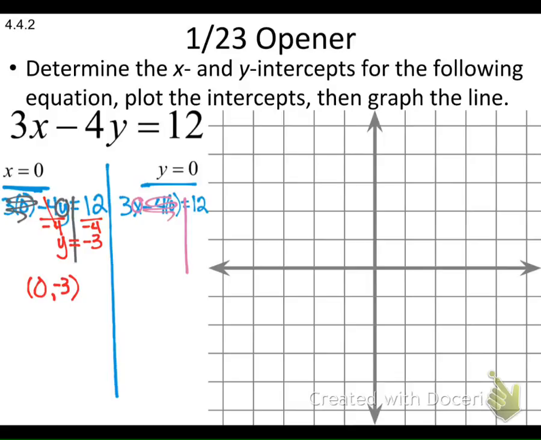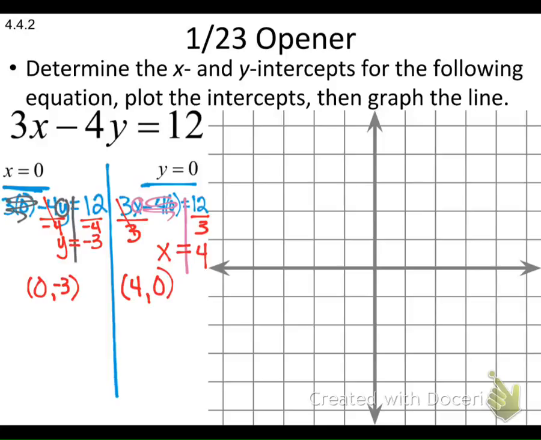So now, I need to get the variable x by itself. How do I get the x by itself? Divide by 3. So then x equals positive 4. From here, I go down, I write my ordered pair. What's my x value? 4. Because it says 4. Then what's my y value? 0. There's my second ordered pair.